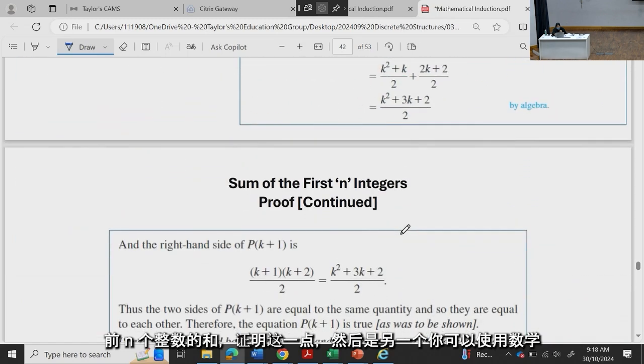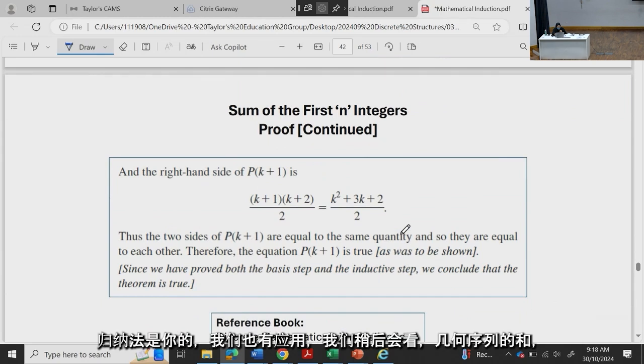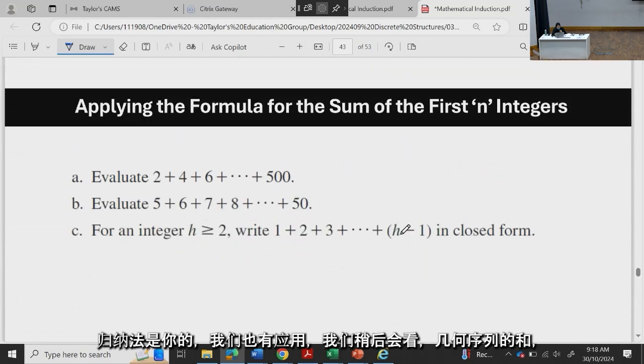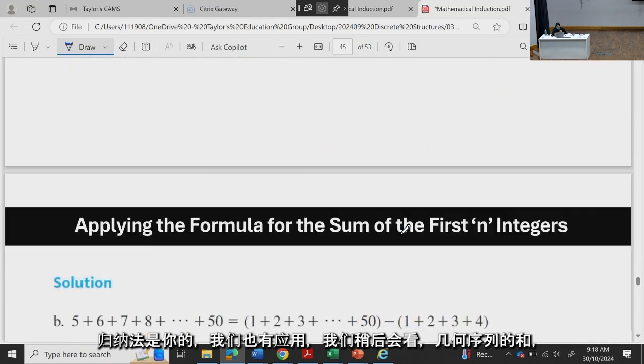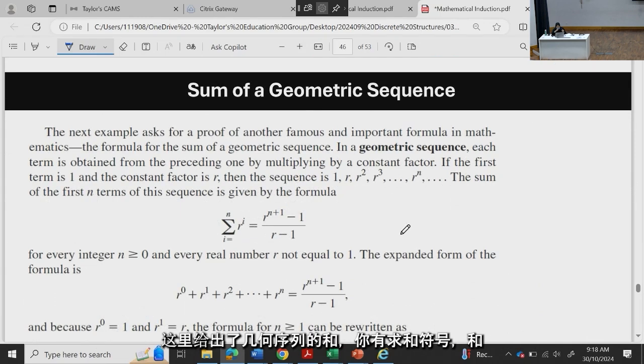Then another example where you can use mathematical induction is, we have applications also, we will look at that later, the sum of a geometric sequence. Here, the sum of a geometric sequence is given to you through this. You have summation notation, the sum of a geometric sequence, and then you have the explicit formula for that.